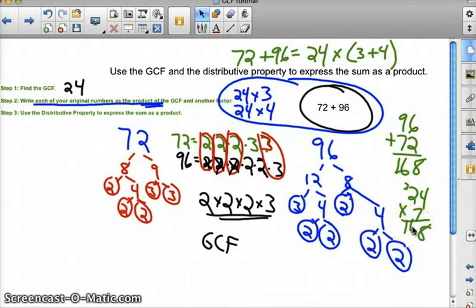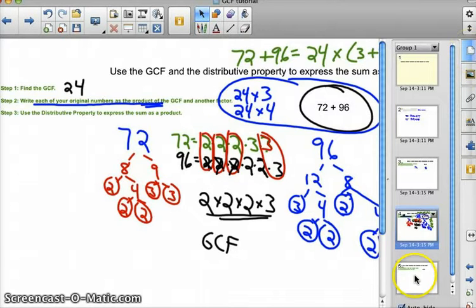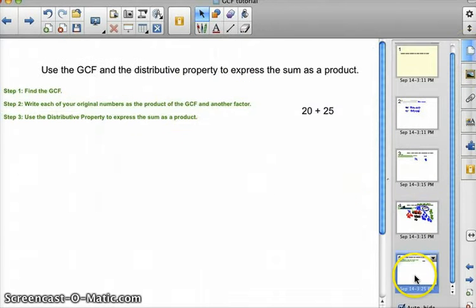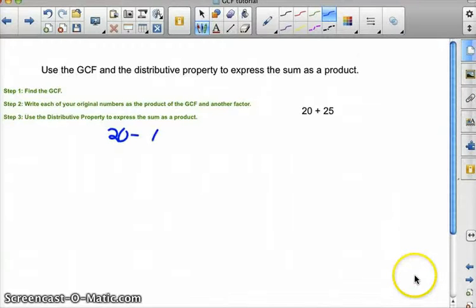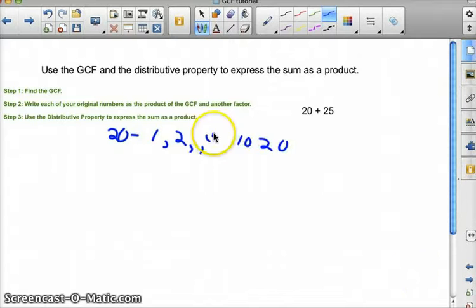Okay, let's quickly look at another example. Okay, so again, I'm going to use the greatest common factor in the distributive property to express the sum as a product. Okay, in this one, I've got 20 and 25. These are small numbers, so I'm going to quickly list their factors to find the greatest common factor. I know I've got 1 and 20, 2 and 10, 4 and 5.